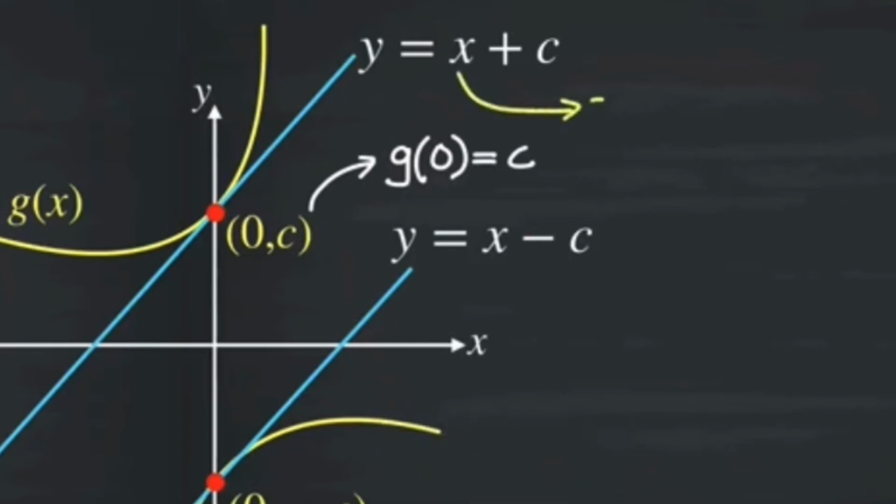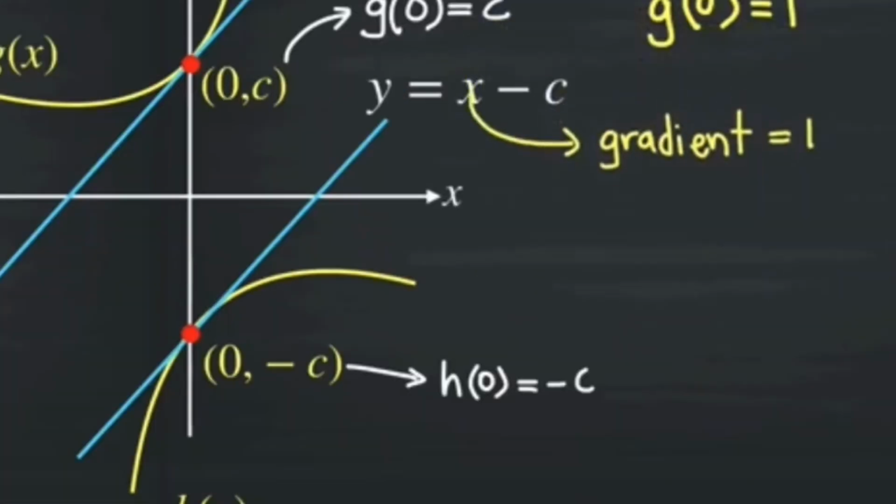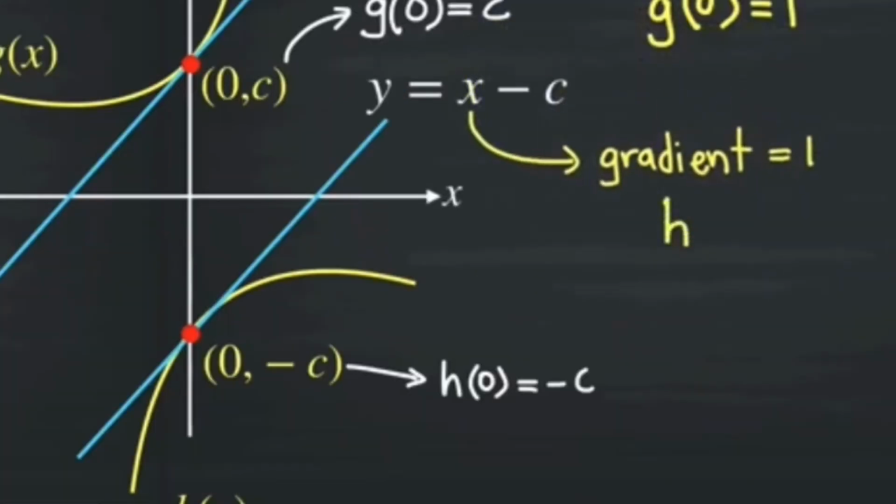Okay, for the blue line, the gradient is 1, y equal to 1x plus c. So it means that the gradient at that point also equals 1 because the gradient for all the points on the blue line is equal to 1. Okay, so you can write g prime 0 is 1. For the other line, also the gradient is the same. And then this blue line touches the curve h. So you can write h prime 0 equal to 1.